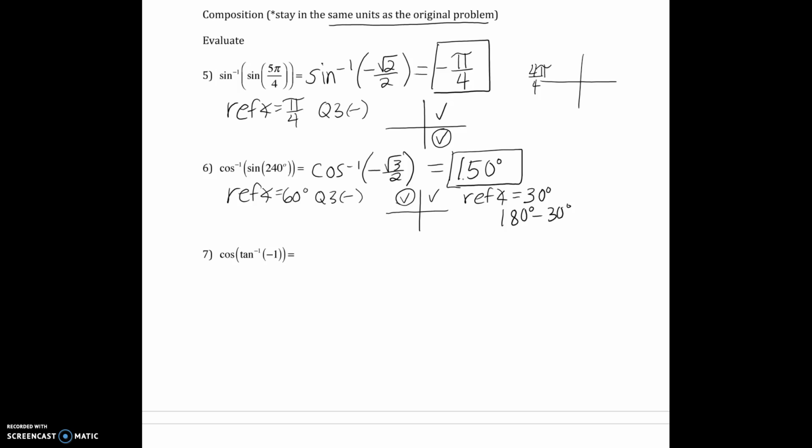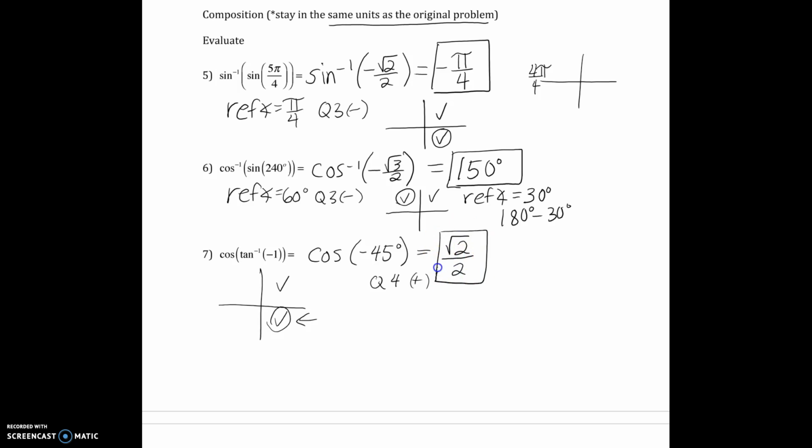Okay, so here we have tangent inverse we're starting with. So first or fourth, and it's negative, so we're going to go with fourth quadrant, negative angle, and that would be either negative 45 or negative pi over 4. So whatever you want to put for your middle step for that is fine. And then cosine of negative 45 degrees, well, we know we're in the fourth quadrant. Cosine is positive in quadrant 4, so it's going to be an answer of positive root 2 over 2.